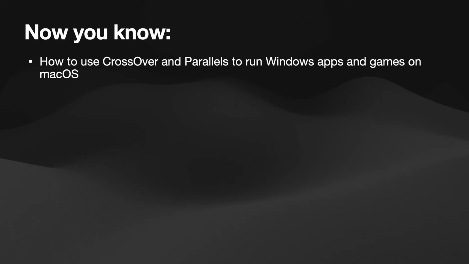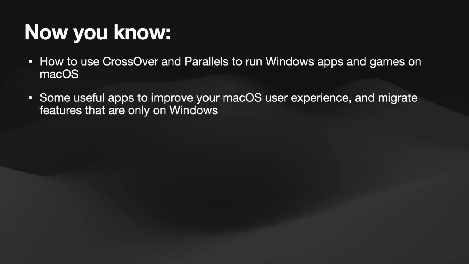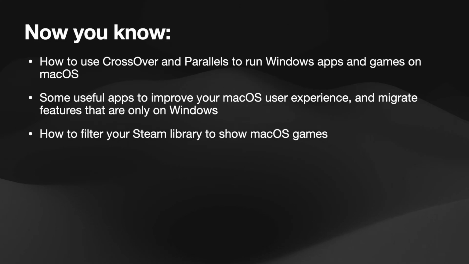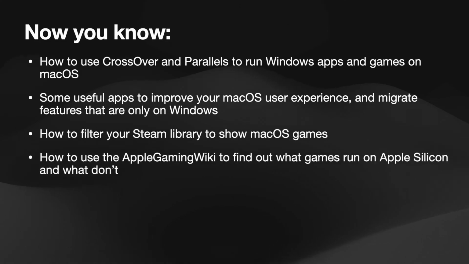To recap, you learned how to use Crossover and Parallels to run Windows games and apps on macOS, some useful apps to improve your macOS user experience and migrate features that are only on Windows, how to filter your Steam library to show macOS games, and how to use the Apple Gaming Wiki to find out what games run on Apple Silicon and what don't.